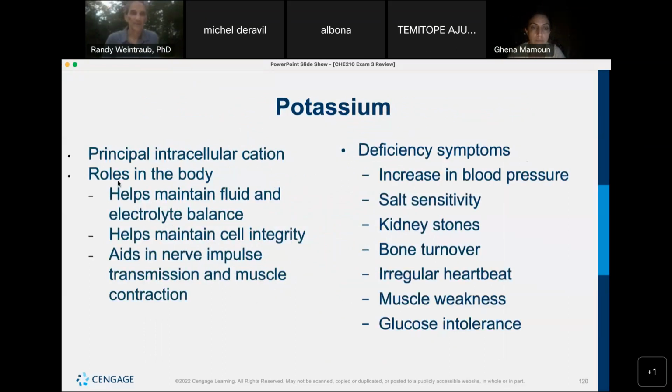Potassium is the principal intracellular cation, intracellular, inside the cell. It maintains electrolyte balance, aids in nerve impulses, and deficiencies could be seen in blood pressure, salt sensitivity, kidney stones, irregular heartbeat, muscle fatigue, and glucose intolerance. And potassium is a nutrient that is commonly low in many people's diets.